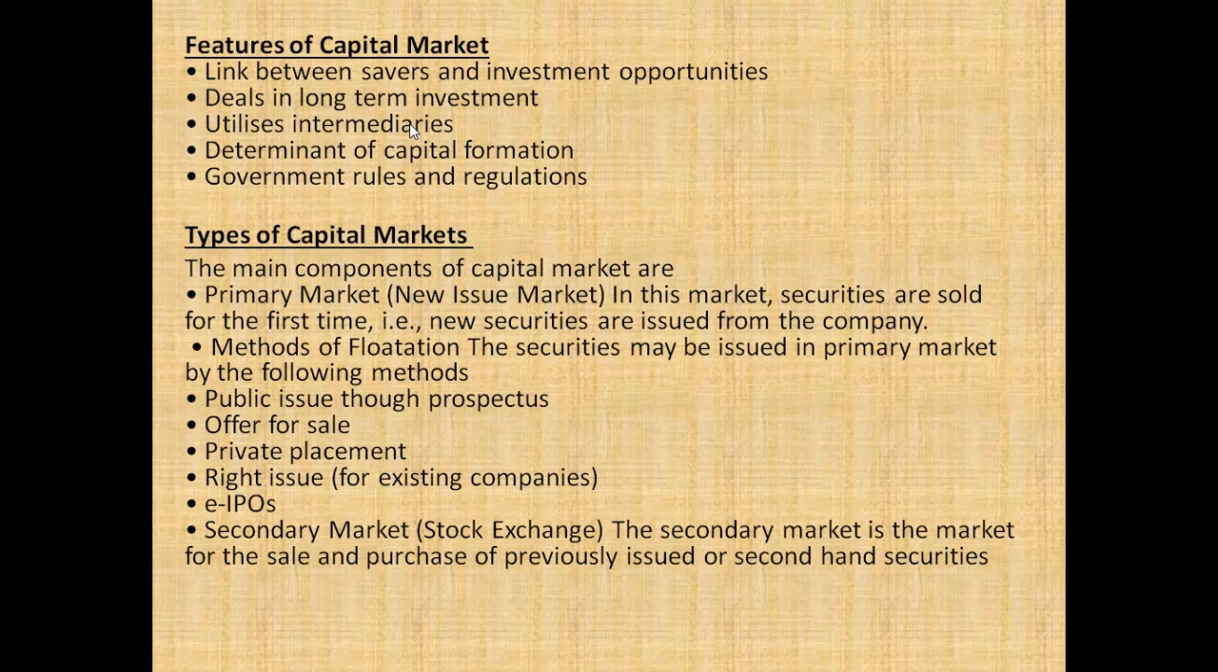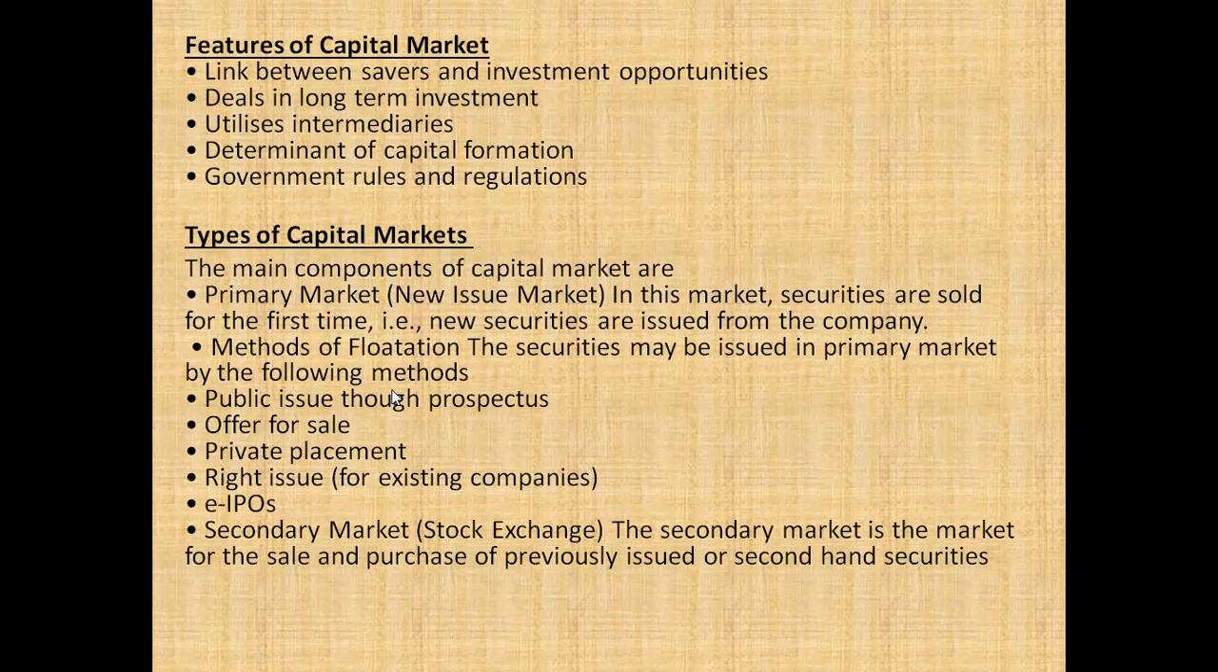Now methods of flotation. The security may be issued in primary market by the following methods. So what are the methods? The public issue through prospectus. Normally the shares are issued through prospectus only. And the others are offer for sale, then private placement, then right issue. Right issue is only for the existing companies. And EIPOs. By EIPOs we mean electronic initial public offering. IPO stands for initial public offering, and E stands for electronic. These are the methods in this primary market which you can use to issue and to gain the amount of capital in the market.